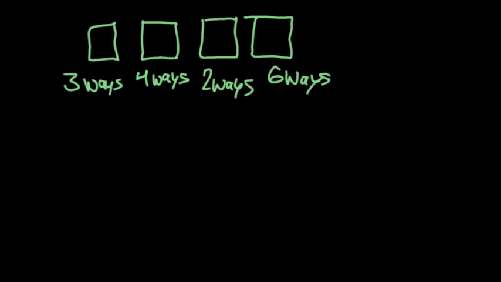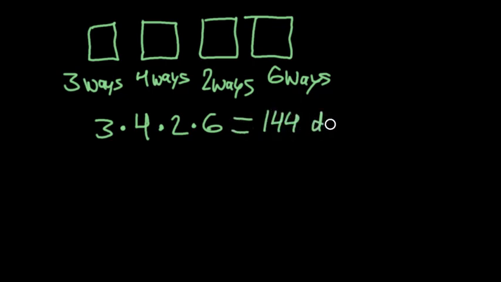Well, you have 3 ways, and then for each of those 3 ways, you have 4 more ways to fill in that spot, so 3 times 4. And for each of those, you have 2 more ways, and yep, it's just multiplication. So to answer how many different ways can we do that, you start multiplying. 3 times 4 times 2 times 6 gives you 144 different ways. And this is pretty general.